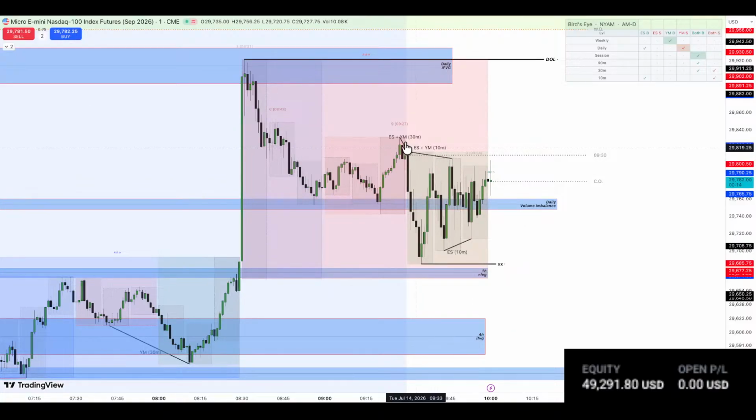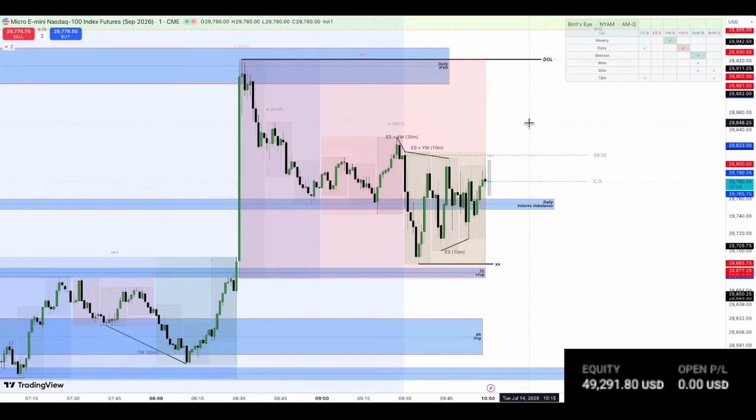If price closes above this high right here, then I don't have a choice but to look for longs here. But I don't think it's gonna be a good trade though, you know.